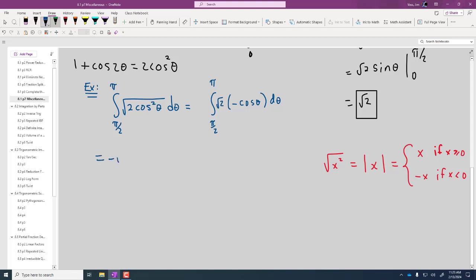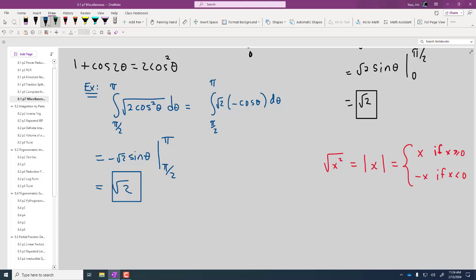So we get negative root 2, integral cosine is still sine. And then we would have to plug in these values. Sine of pi is 0. Sine of pi over 2 is 1, so it's going to be 0 minus a minus, so it's going to be plus. Oh, we end up with the same answer anyway. Not always the case.